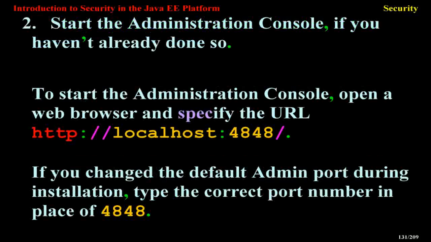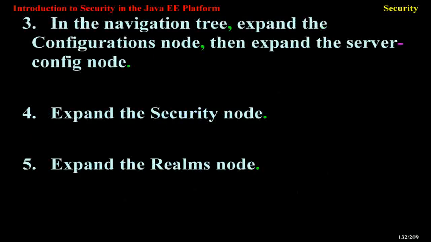To start the administration console, open a web browser and specify the URL http://localhost:4848. If you changed the default admin port during installation, type the correct port number in place of 4848. In the navigation tree, expand the Configurations node, then expand the Server Config node.